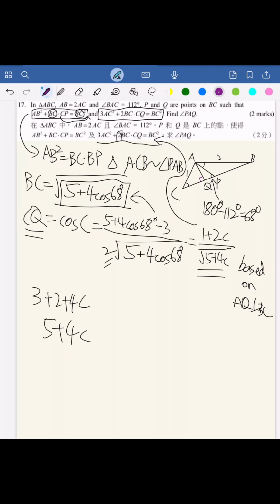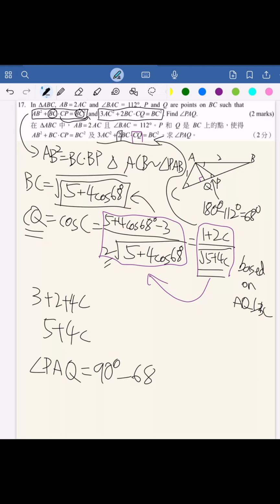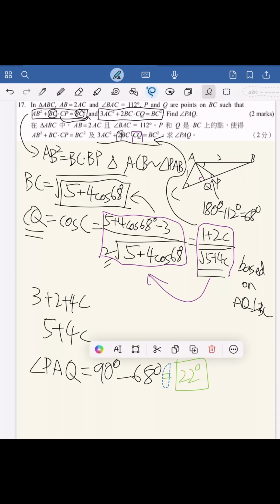Actually, how you really work through this is that you first solve what CQ should be, and then you somehow realize that this is just the cosine C. I'm not sure how you're supposed to find this, but you can work backwards. So now that we know this is a right angle, the rest should be really straightforward. So angle PAQ is just going to be 90 degrees minus 68 degrees. And now we have our final answer of 22 degrees.